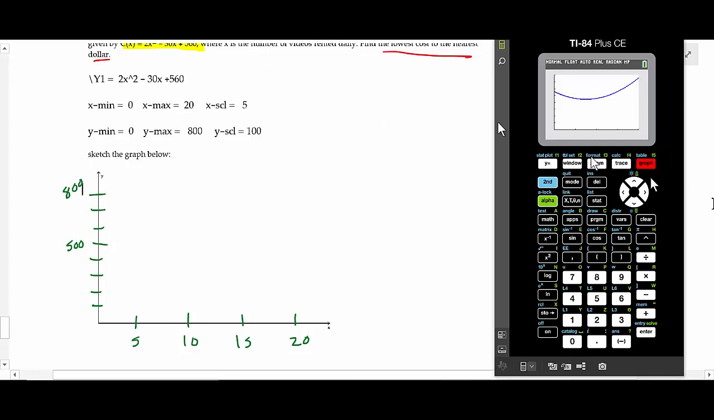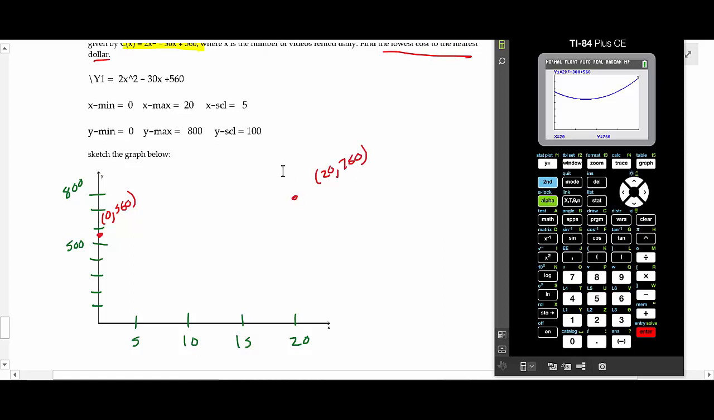So I'm going to trace at 0. I type trace 0, and that gives me 560. It's not a bad idea to just label the points as you go. That's (0, 560). I would trace at 20, so I'm going to type trace 20, and that'll give me the end point of the parabola. That looks like (20, 760) like that.